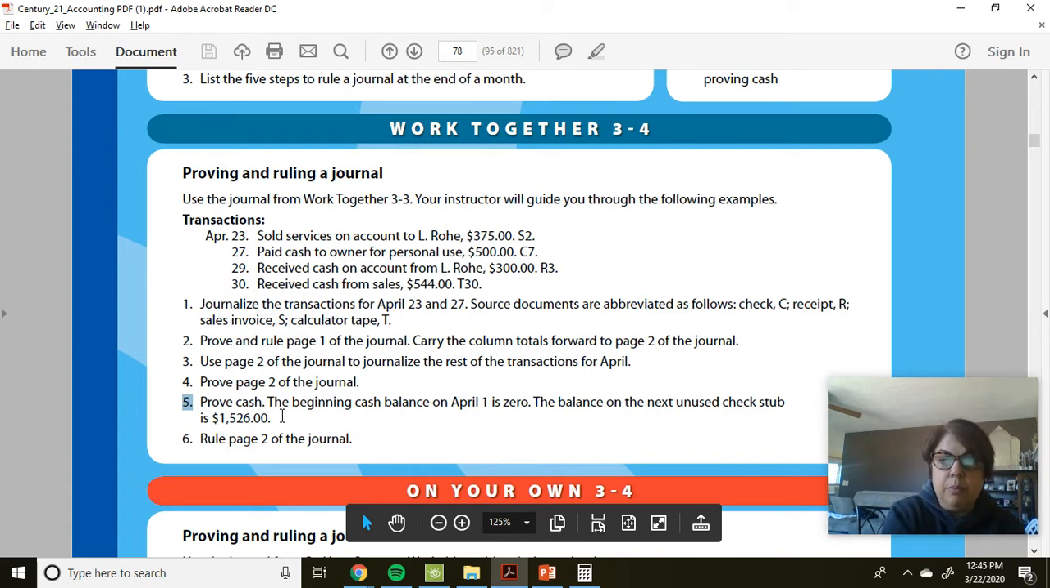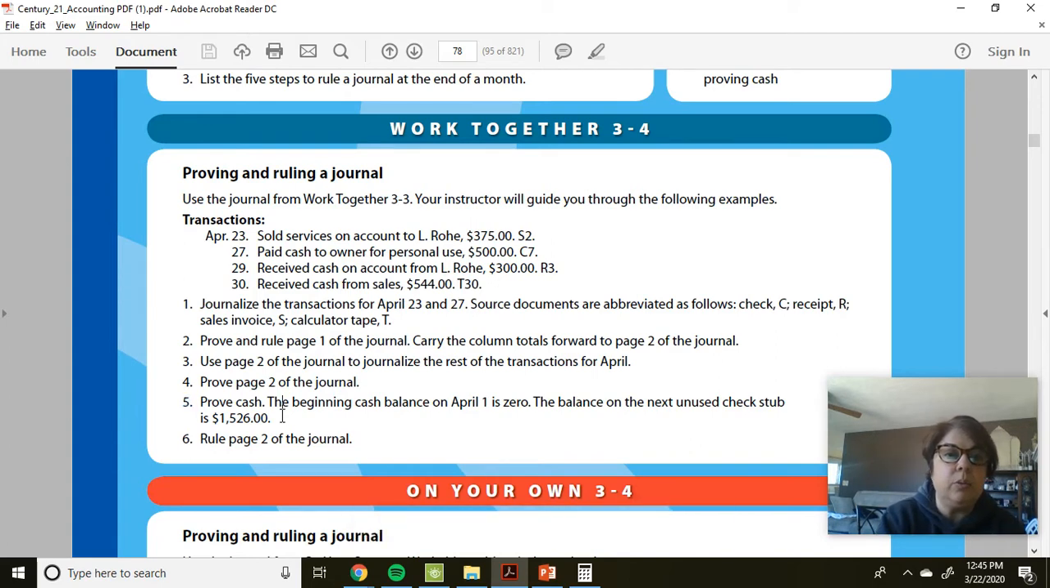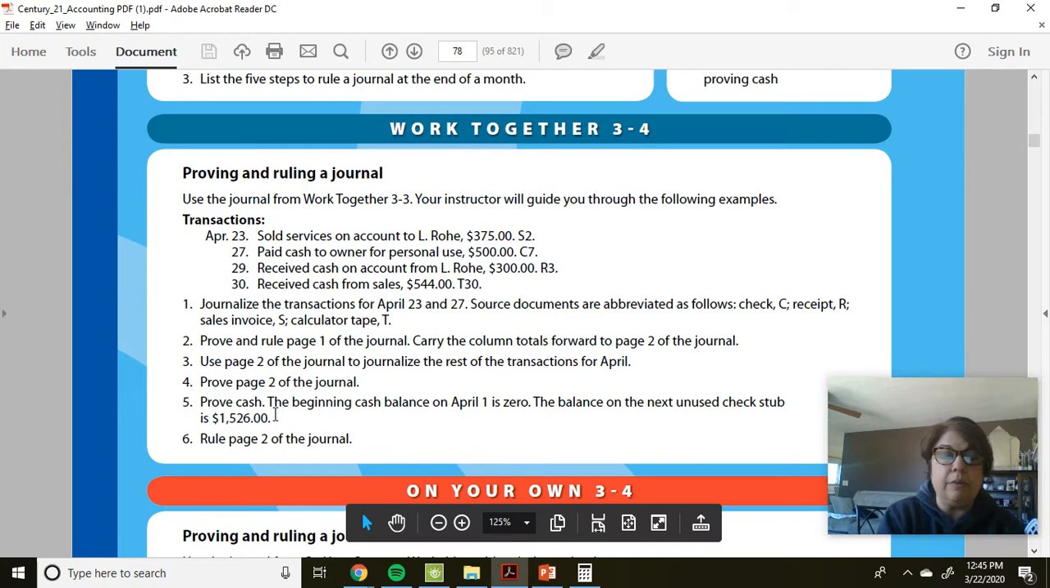So aside from making sure that our debits and credits equal, we want to make sure that the cash that we received and the cash that we paid, cash debit and cash credit, does in fact match up with what we've been keeping in our checkbook. So the book is telling us we should have $1,526 in the account. Let's see if that works.